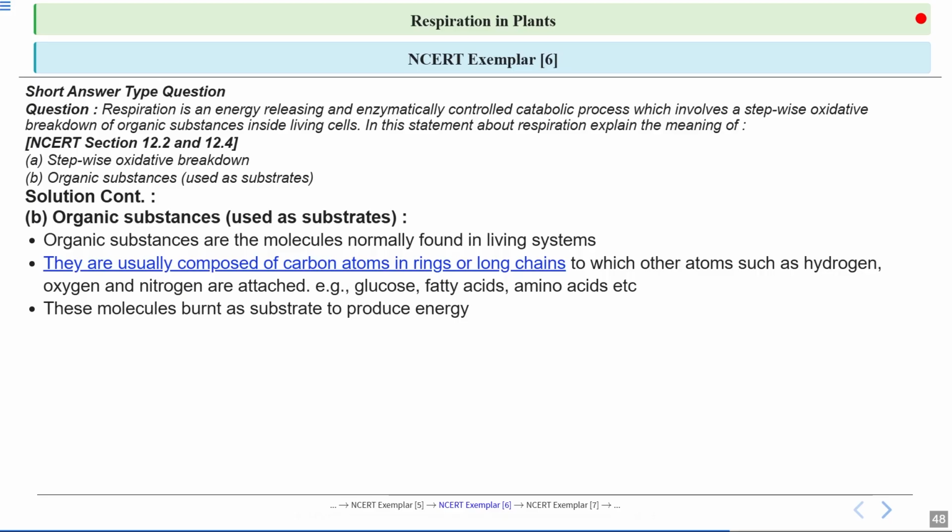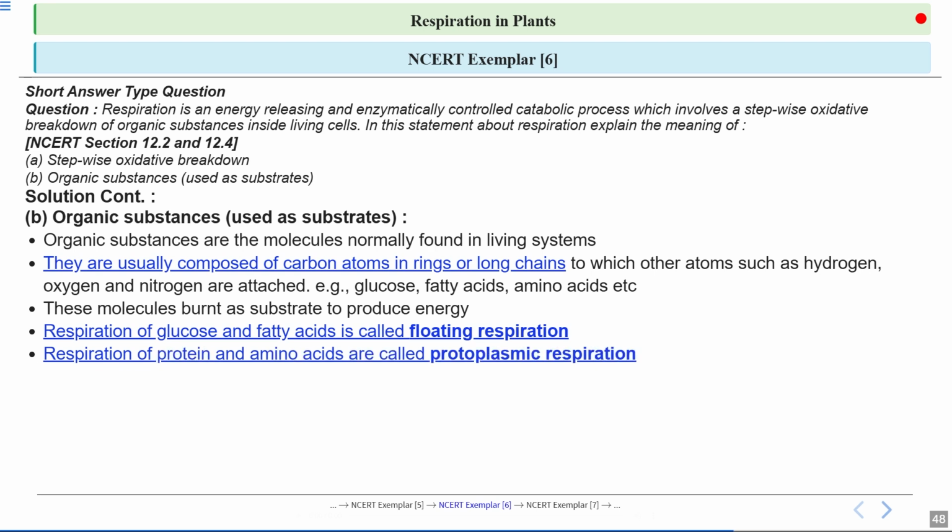Now these organic molecules are burned. So they are broken down during respiration to produce energy. When glucose and fatty acids are used as the main substrates for respiration, we call this floating respiration. And this is the most common type of respiration in plants. Now, if proteins or amino acids are used as the main substrates, the process is called protoplasmic respiration. And this usually happens when the usual energy sources are not available.